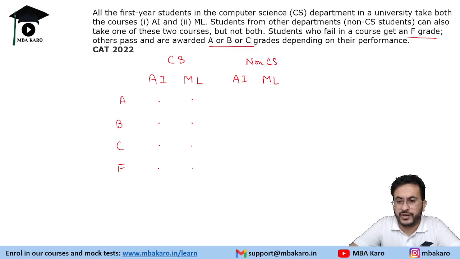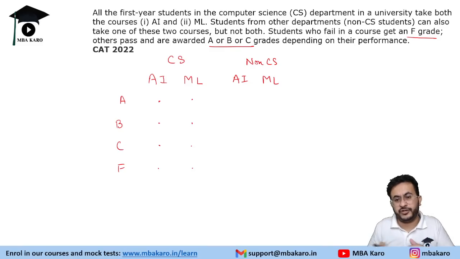So there will be no overlap, right? CS students will be separate. Non-CS will be separate. Similarly, if a person is getting grade A, they will not get grade B, right? Those will be separate numbers, non-overlapping values. So whenever we have non-overlapping values, do not make a Venn diagram. Instead, make a table in that case.